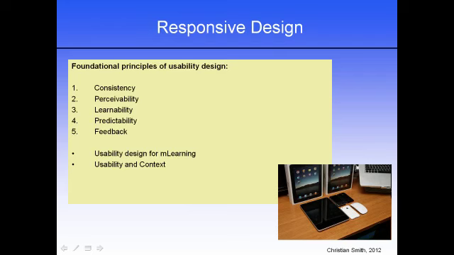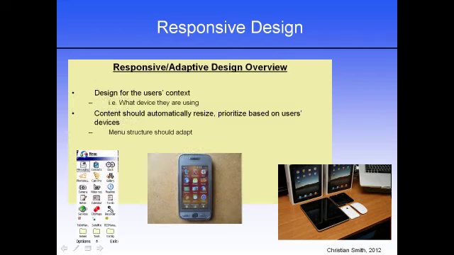Recall that in Lesson 4, we discussed the importance of focusing on the context of how our user will interact with technology to access your instructional material. The device that the learner is actually using is obviously a large part of that context. So what are some ways that devices can be designed to adapt or respond to a user?